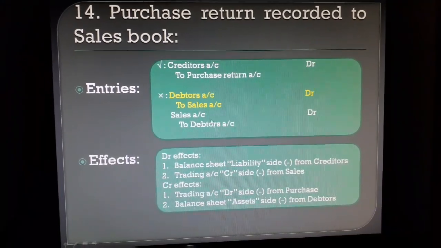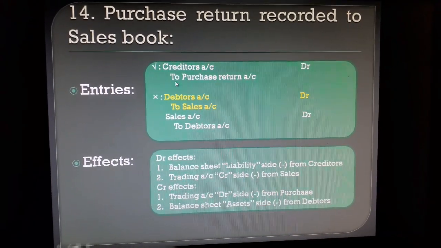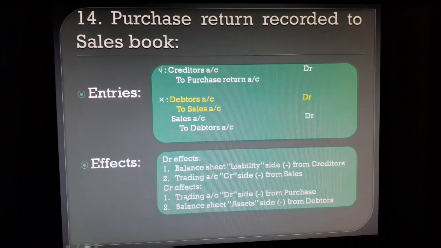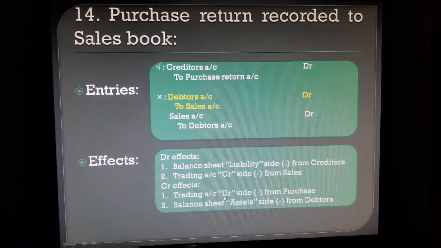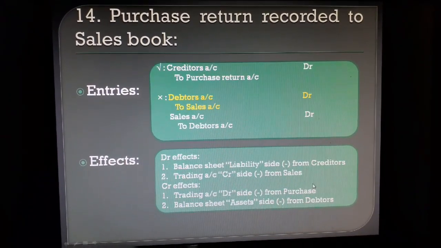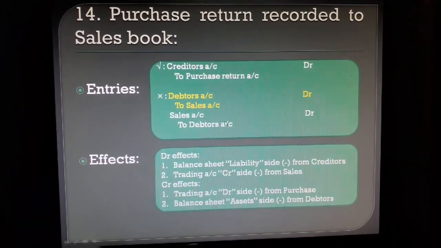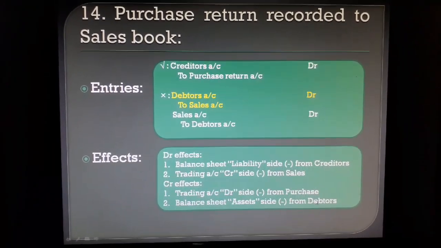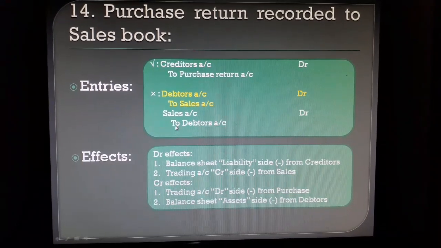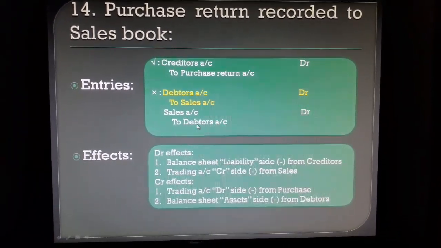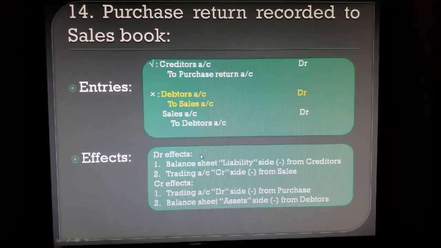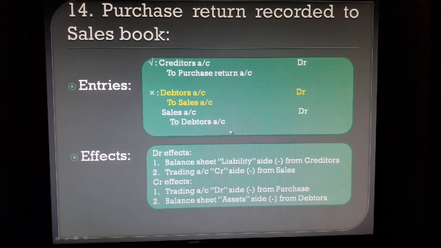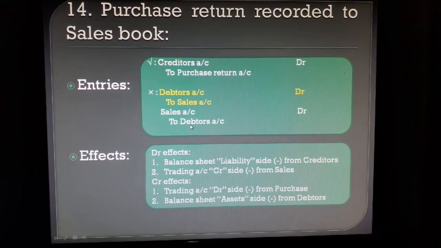Now credit effects. In the first correct entry, the credit account is purchase return account. So the first credit effect is trading account debit side, minus from purchase. Purchase return is always deducted from purchase, that's why trading account debit side, minus from purchase. And with the rectification entry, the credit effect is given to debtors account. So to debtors account, balance sheet asset side, minus from debtors, because it is wrongly included in debtors.